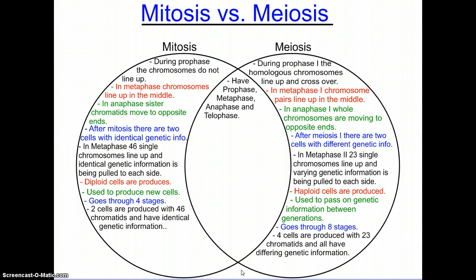Can you think of any others to add to this? Both have chromosomes. That would work. Or do they? Because at the end of meiosis, they only end up with chromatids. Both do have chromatids.